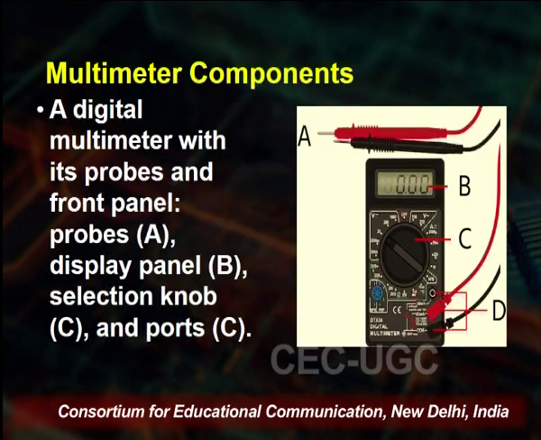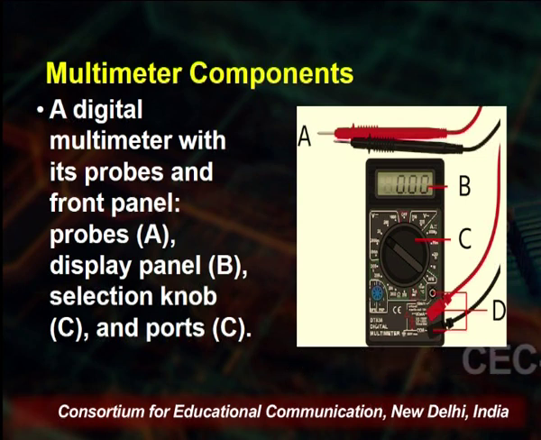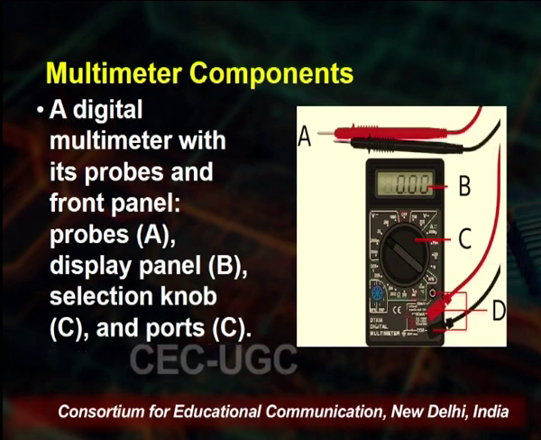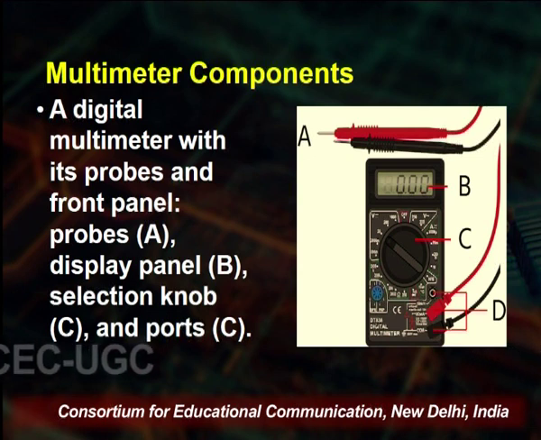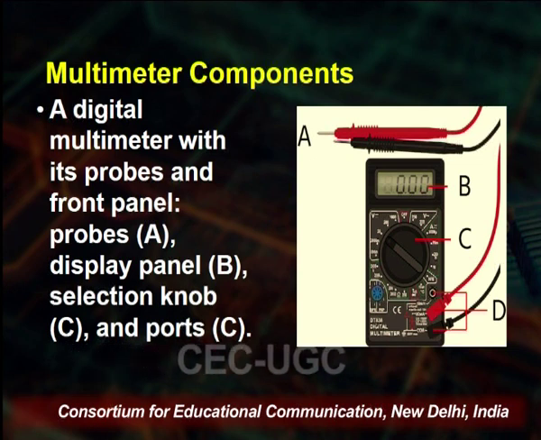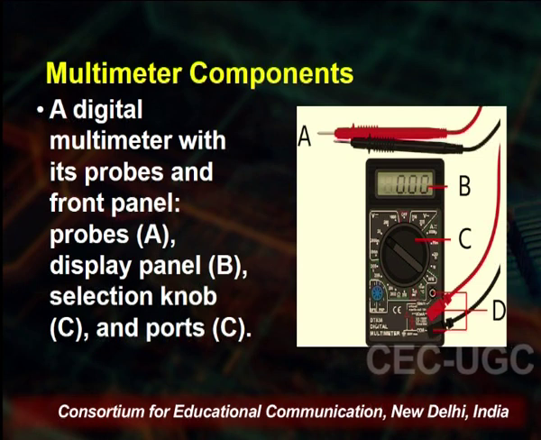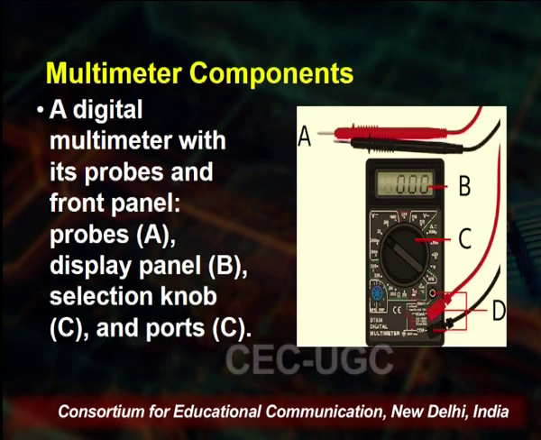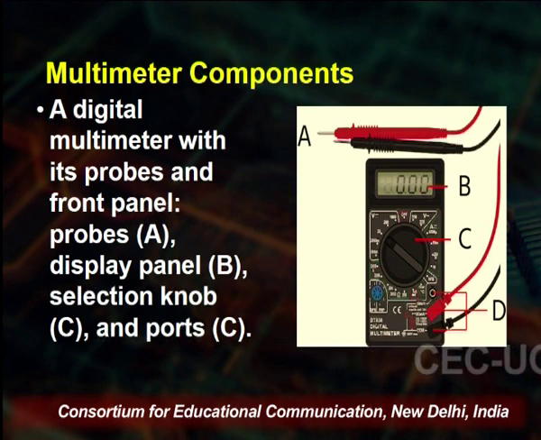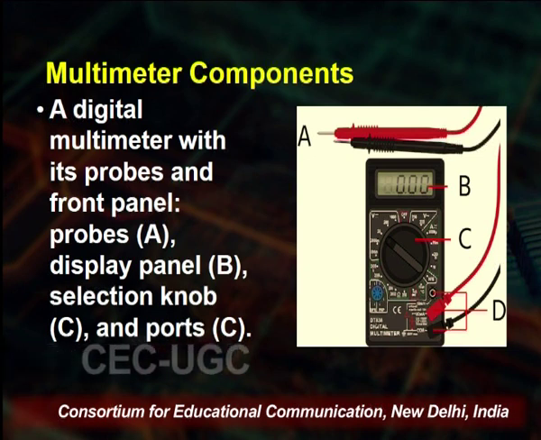So, now what are the components used in the multimeters? You can see on the screen there is a mention A, B, C, D. This is a digital multimeter, with its probes and the front panel. Probes are mentioned as A. You can see one is black, one is red. We have two probes which are connected with the point D, where we have one for the common and the other for the value. And B and C.